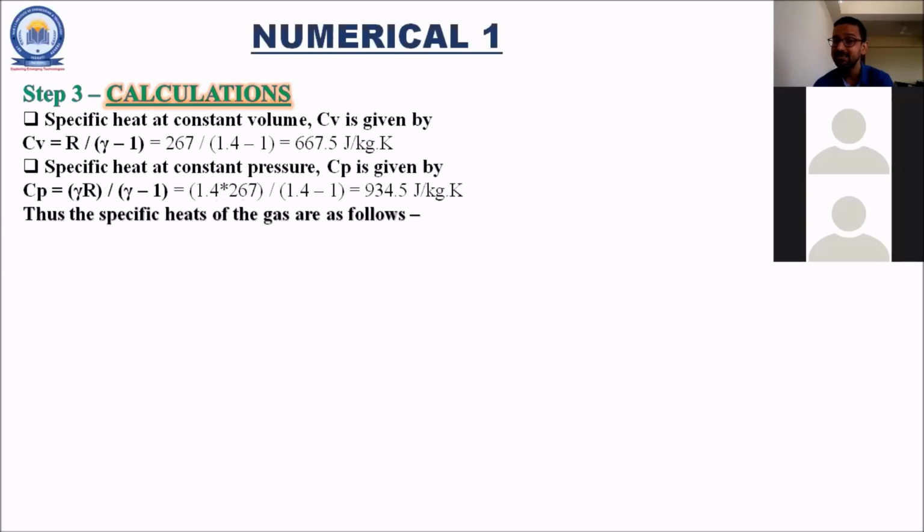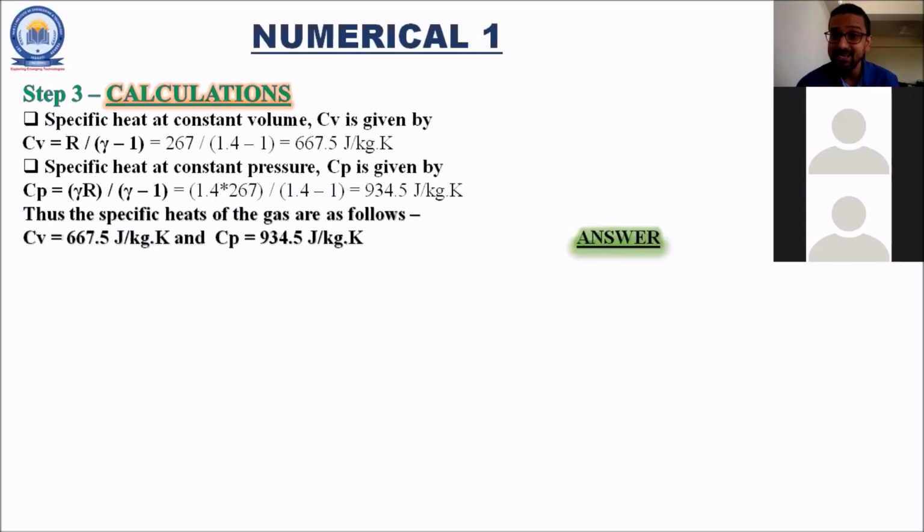So now writing down the answers in a good format. Thus the specific heats of the gas, which we were asked to calculate, are as follows. Cv is equal to 667.5 joule per kg Kelvin, and Cp is equal to 934.5 joule per kg Kelvin, and this is the answer. On the right hand side, in big handwriting, you can mention that this is the answer, or you can make a box of it, so that it is highlighted to the examiner who is checking your paper.